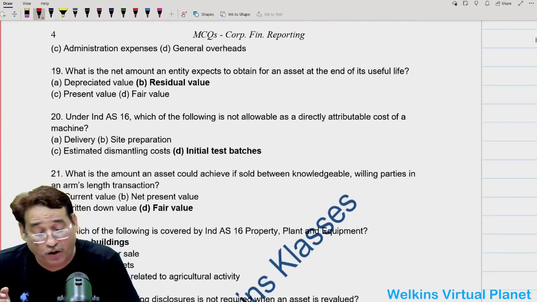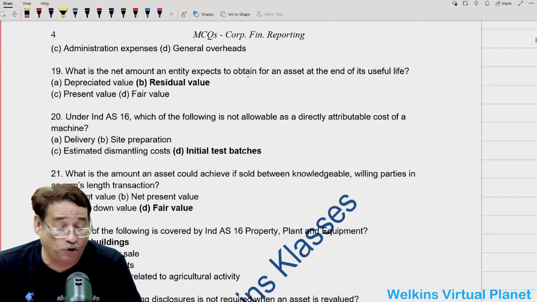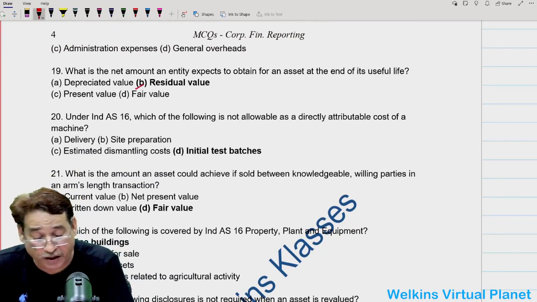What is the net amount an entity expects to obtain for an asset at the end of its useful life? Obviously, your answer should be residual value. I need not stretch here.